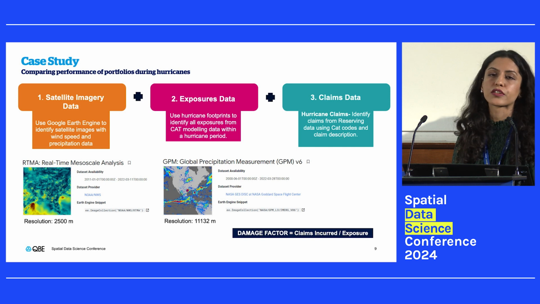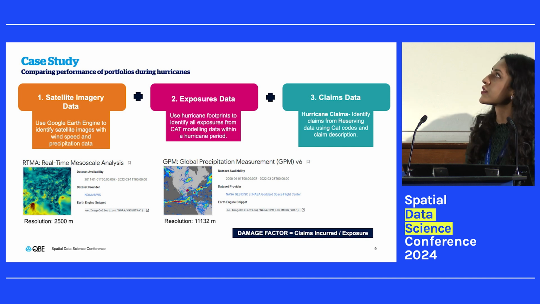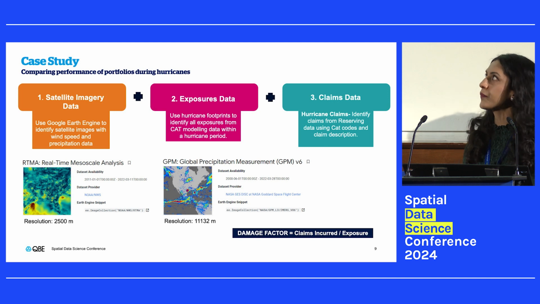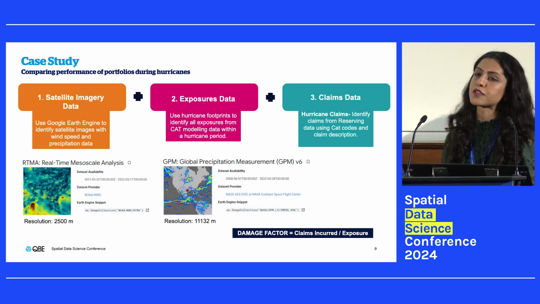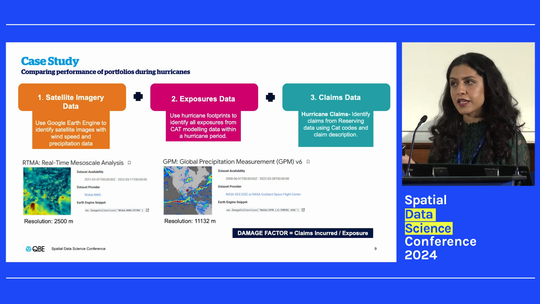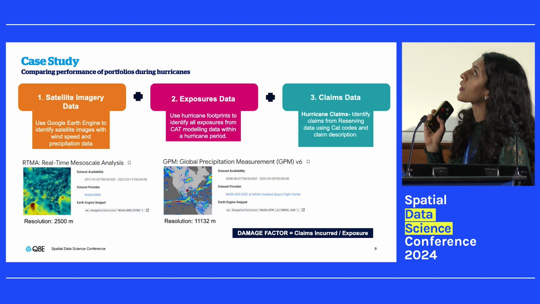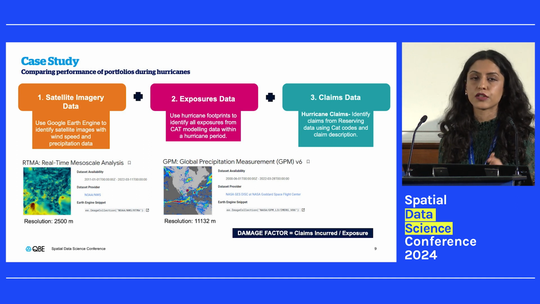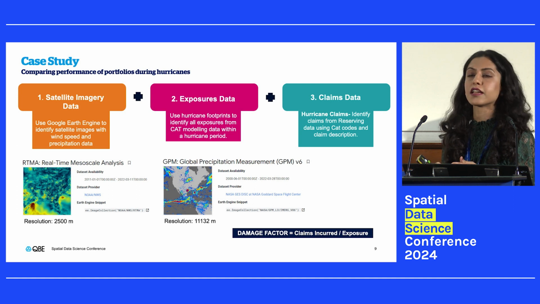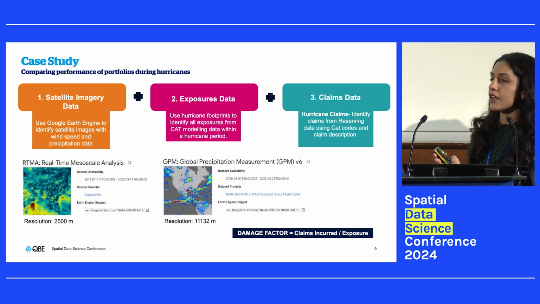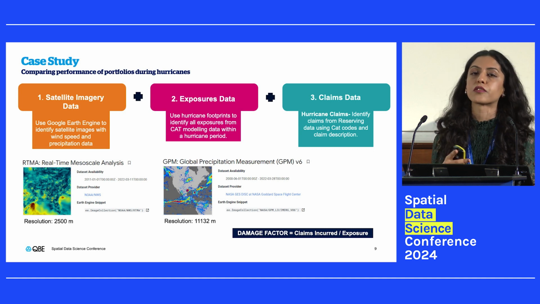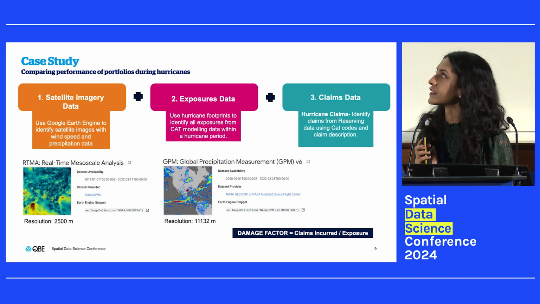Next, I'm going to walk through one of the case studies. So we use location level information here to compare the performance of accounts within a portfolio. The portfolio that we focused on here was property, but we can do it for any line of business. And we are looking at their performance during different hurricanes. So the idea is to try to understand that if two accounts experienced a hurricane of a very similar strength, do their performance match? And if not, try to understand those differences.